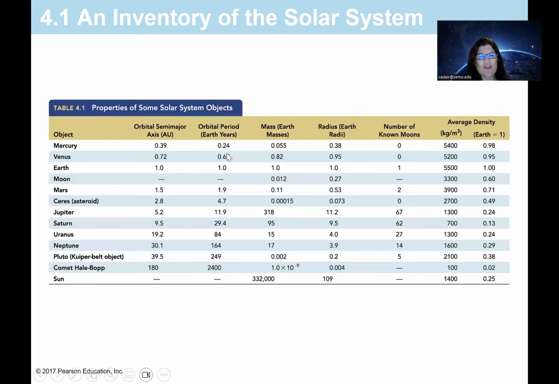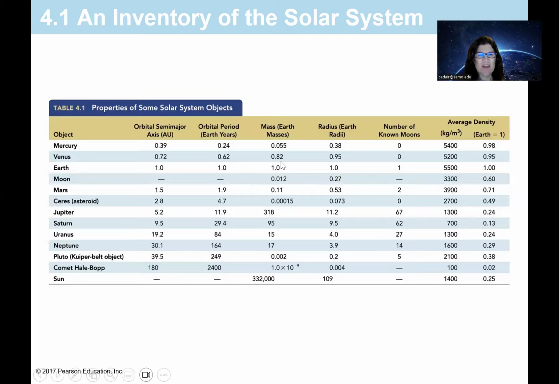Orbital period also increases as we go out, so it takes longer to go around the sun. Jupiter, it takes almost 12 years to go around the sun. Saturn, it takes almost 30 years to go around the sun, where Mars is like 2-ish years.